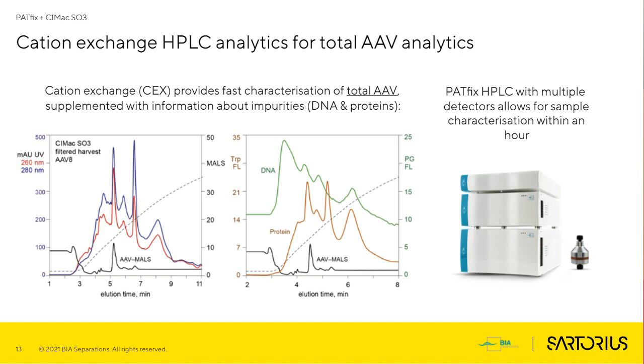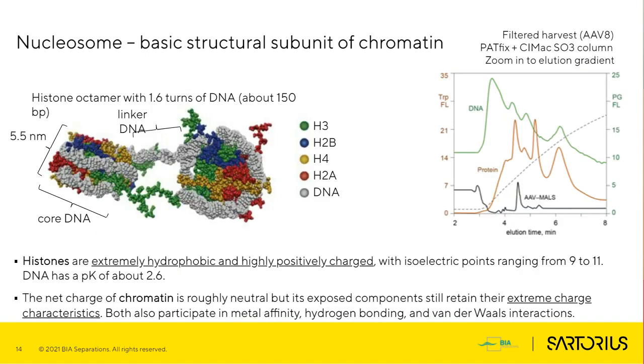So the answer is, DNA is negatively charged, that is true, but DNA is present inside of the cells in the form of chromatin. So besides DNA, chromatin is composed of the histone octamer around which DNA is wrapped. Histones are first positively charged because they need to bind DNA around them, but they're also extremely hydrophobic. So this kind of structure, even though it has a net charge approximately neutral, still has local charges which will allow it to interact with pretty much anything and everything, whether it is positively or negatively charged. And this is the reason why negatively charged DNA in the form of chromatin is still able to bind cation exchange.